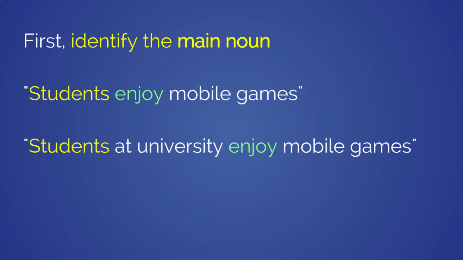Look at these two examples. In the first one, it's quite straightforward. The noun only has one word, which is students. In the second example, though, we have a noun phrase of 3 words. The main noun is still students here. The second part, at university, is a preposition phrase which has been added to the main noun.